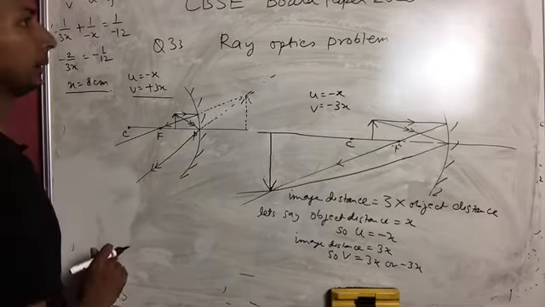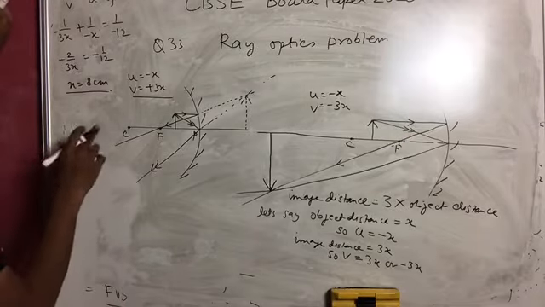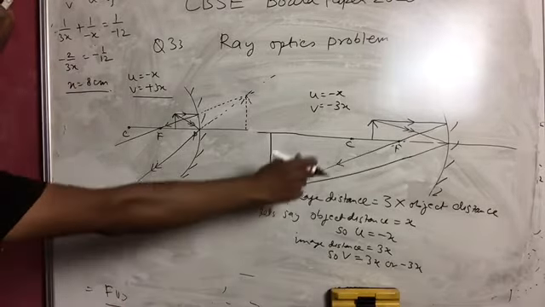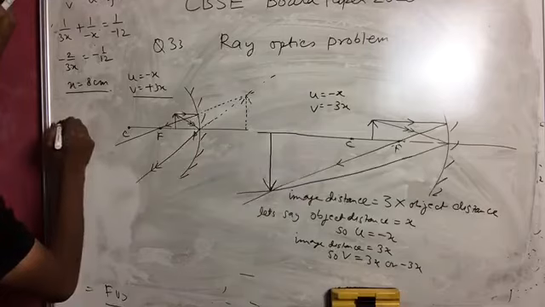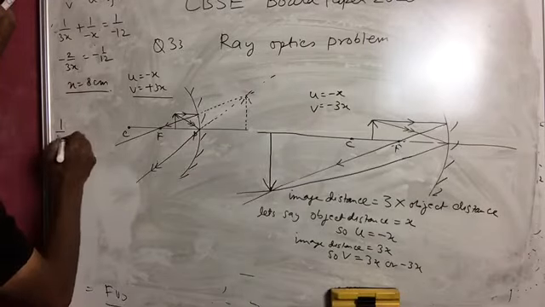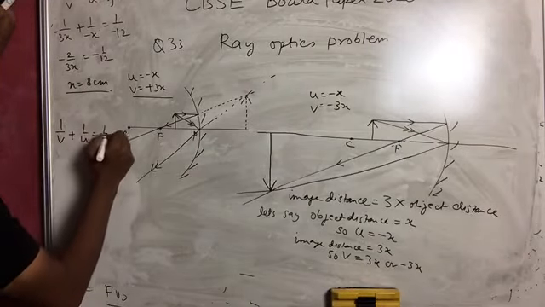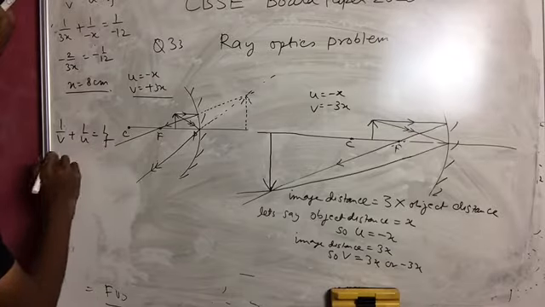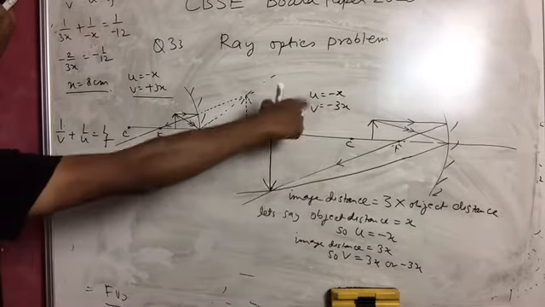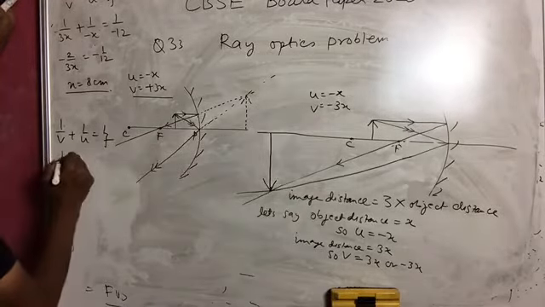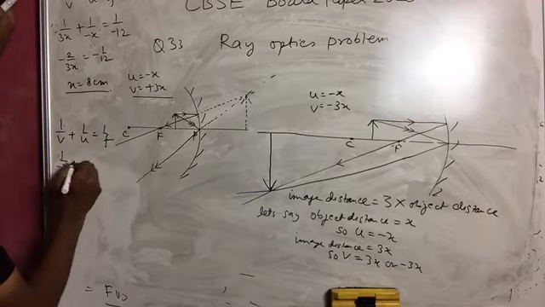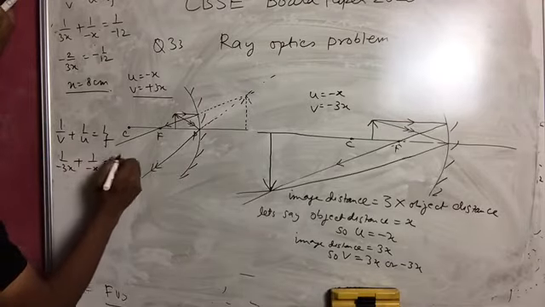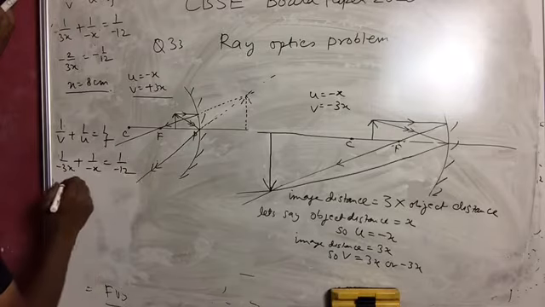Okay. Now if we do the same calculation for the second case, so again 1 by v plus 1 by u is 1 by f. इसके लिए दोनों वैल्यू नेगेटिव है, तो 1 by minus 3x plus 1 by minus x is equal to 1 by minus 12.